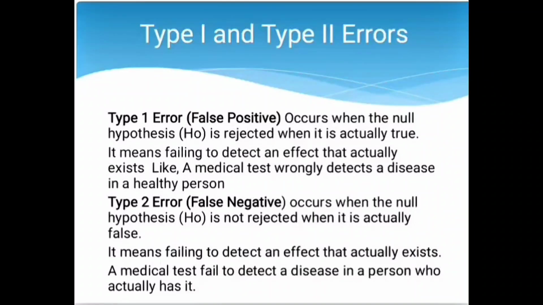In hypothesis testing, there are two types of error. Type 1 error occurs when the null hypothesis is rejected when it is actually true. Like a medical test wrongly detecting a disease in a healthy person. And type 2 error occurs when the null hypothesis is not rejected when it is actually false. It means failing to detect an effect that actually exists. A medical test fails to detect a disease in a person who actually has it.